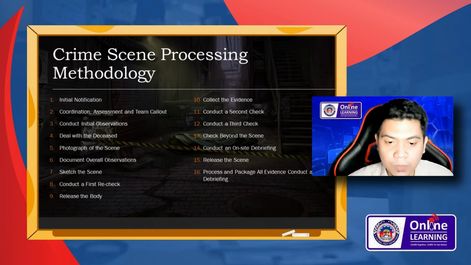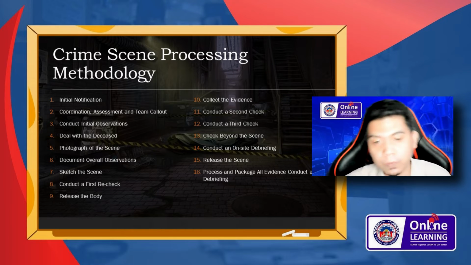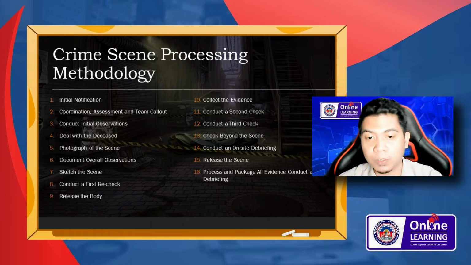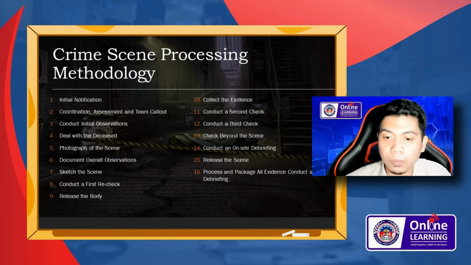Okay. So next one, we have here the crime scene processing methodology. So first step, or step number one, is the initial notification. As the initial responder, the investigator must document the information that is presented to him or her.